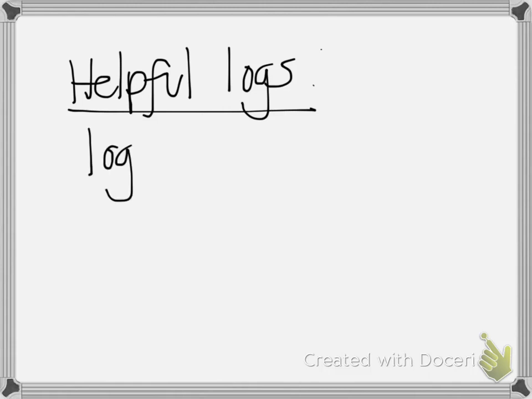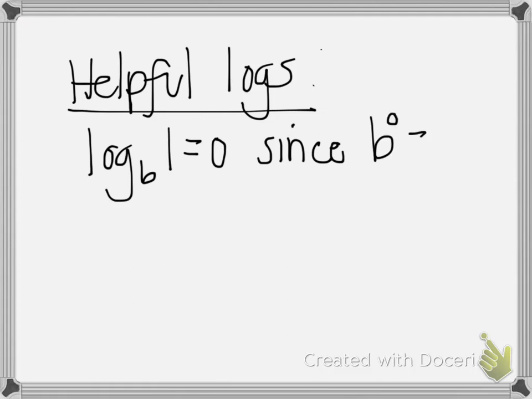The first one is, if you have log base b of 1, it will always equal 0. The reason is that if you change it to an exponential equation, it becomes b to the 0 equals 1. So you can see that no matter what base you have for a log base b, it will always equal 0 if you're taking the log of 1.